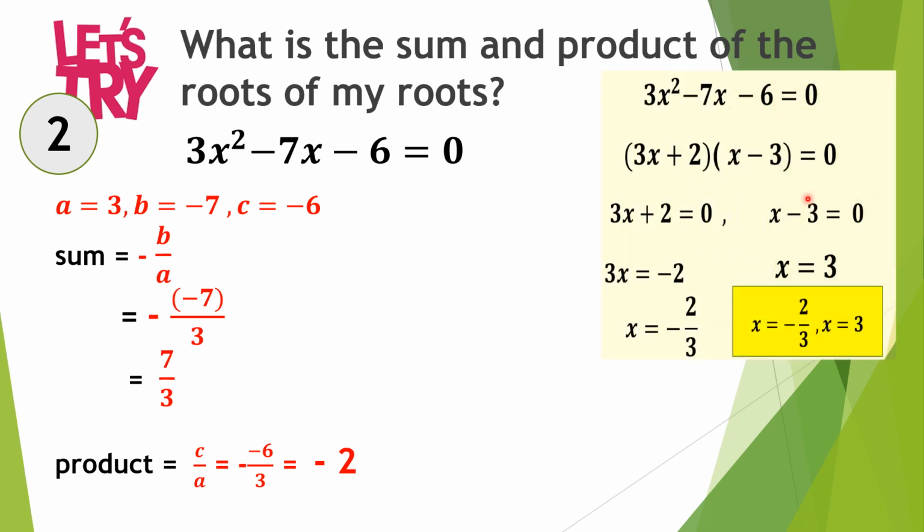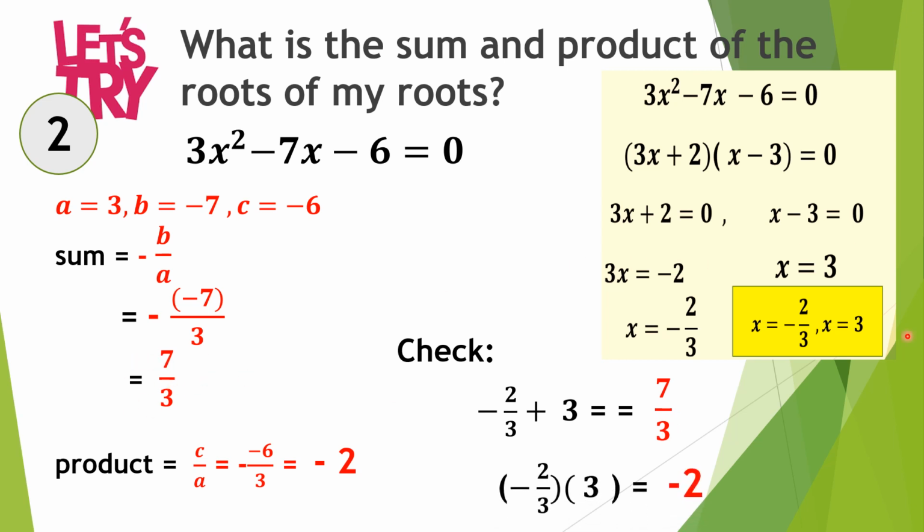Check natin. So the solutions for this equation are negative 2/3 and 3. Let's try to get their sum. Let us check. What is the sum of negative 2/3 and 3? See? 7 over 3. Same as this. What about the product? Product is negative 2.